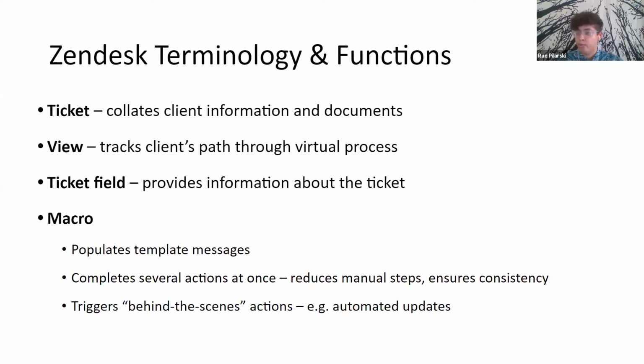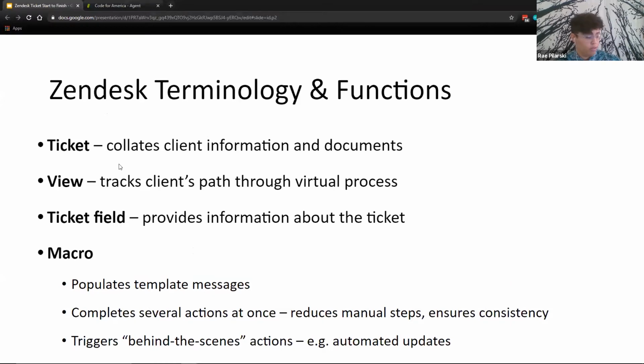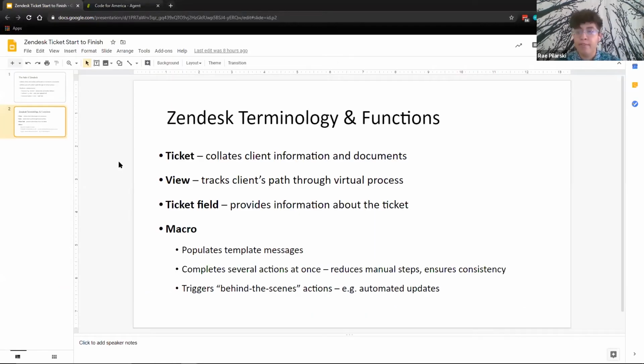So certain macros do certain things, but that includes populating template messages, completing several actions at once, which reduces manual steps, thereby reducing the opportunity for human error, and ensures consistency, and also occasionally triggers what I refer to as behind the scenes actions like those automated updates. So if you remember nothing else from my section, remember that macros are friends. Use them as often as they are available to you.